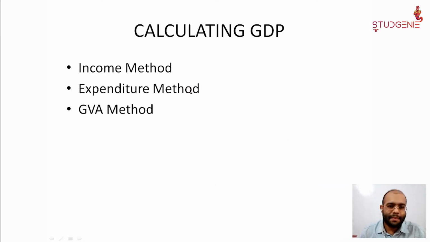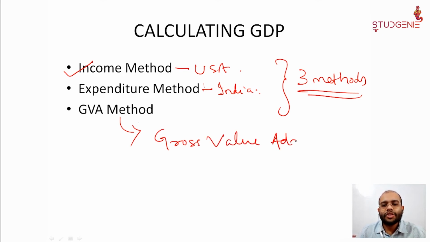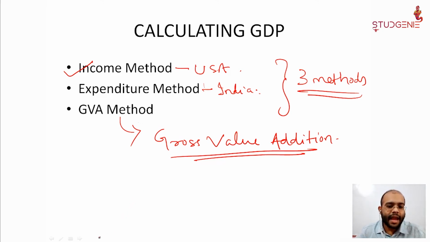How can we calculate GDP? Three widely used methods are present in order to calculate GDP. One is your income method, another one is your expenditure method, and the other one is your GVA or gross value addition method. The income method is not preferred in India, it is a US based model. Why? Because India's economy rests on unorganized sectors. India's economy is widely scattered into the unorganized sector. We don't have that much organized sector in order to take into account the income method. Therefore, we rely upon the expenditure method to calculate GDP. GVA is nothing but your gross value addition. The total value added to a particular raw material is known as GVA, and the GVA method is utilized as one of the methods in order to calculate GDP.